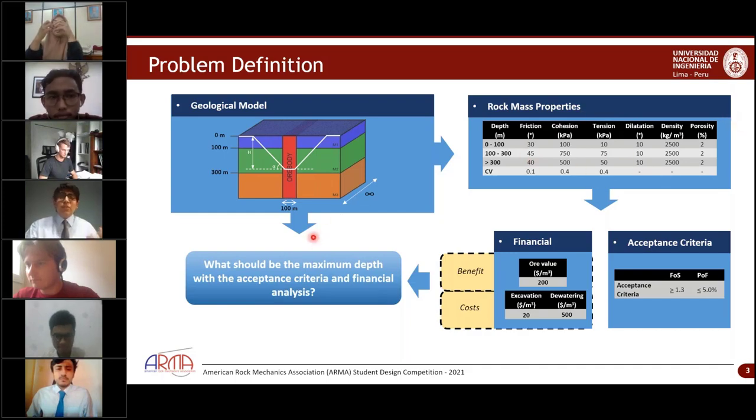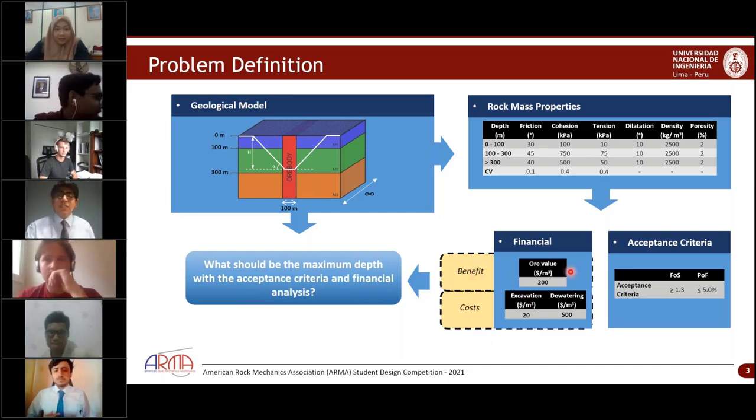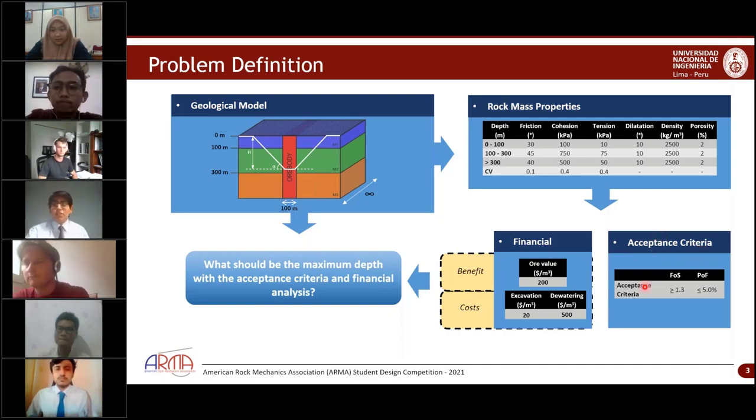The problem requires that the maximum pit depth is calculated so that the benefit equals the total cost. To solve this problem, two constraints must be considered. The first one deals with the acceptance criteria for the geotechnical assessment, which requires a minimum factor of safety of 1.3 and a maximum probability of failure of 5%. The second constraint takes into account the ore value as well as the excavation and the dewatering costs.